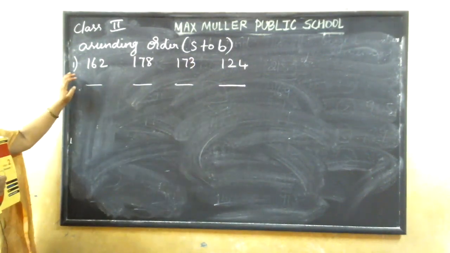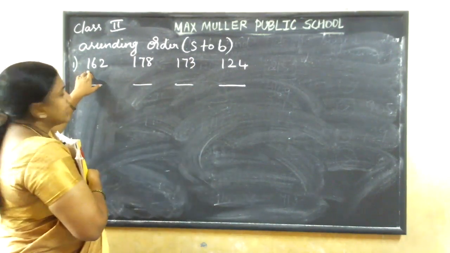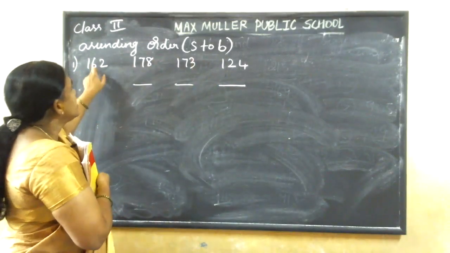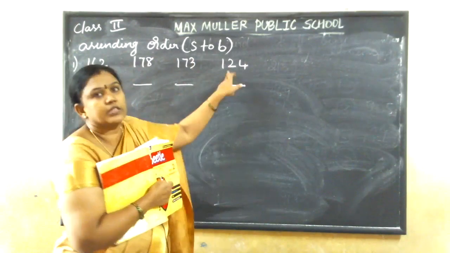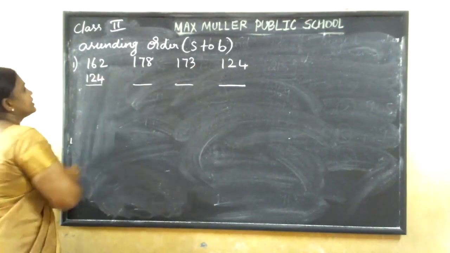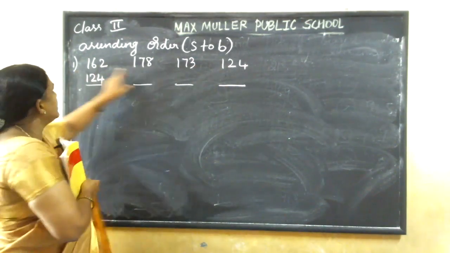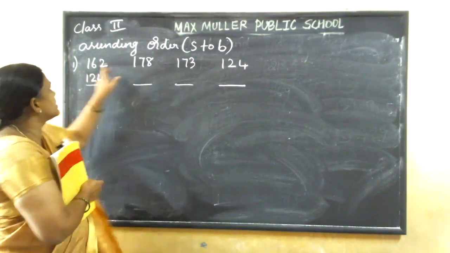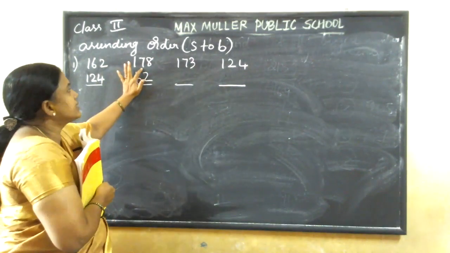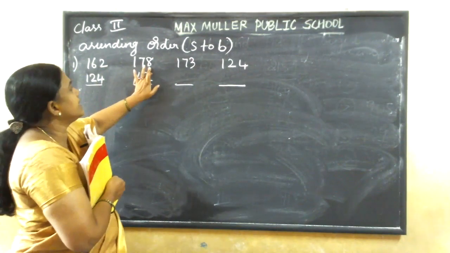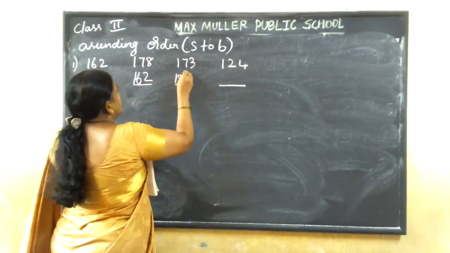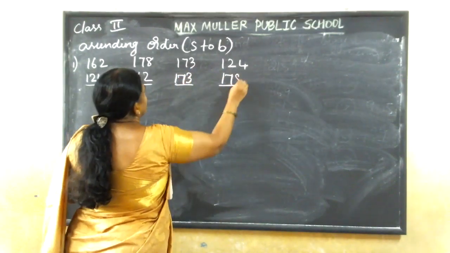See the hundreds place. 1 in the hundreds place, here also 1, here also 1, here also 1. So for that you will go to the tens place: 6, 7, 7, 2. Which one is the small number here? 2 is the small number. So you'll write 124 first. Now in this, which one is the small number? 6 is small, 7, 7. 6 is smaller, so 162. In both numbers the same, you will go to the ones place. 8 is in the ones place here, here 3. Which one is small? 3 is the small number. 173. After that 178.